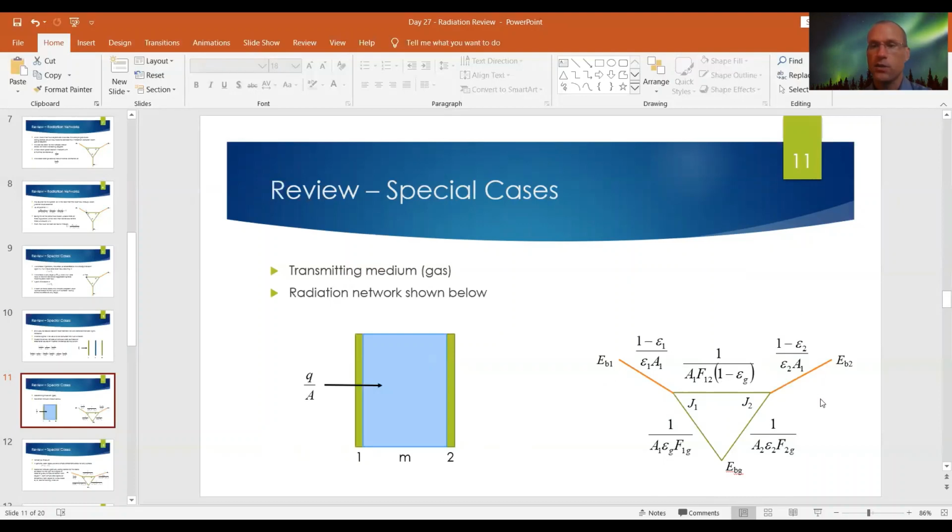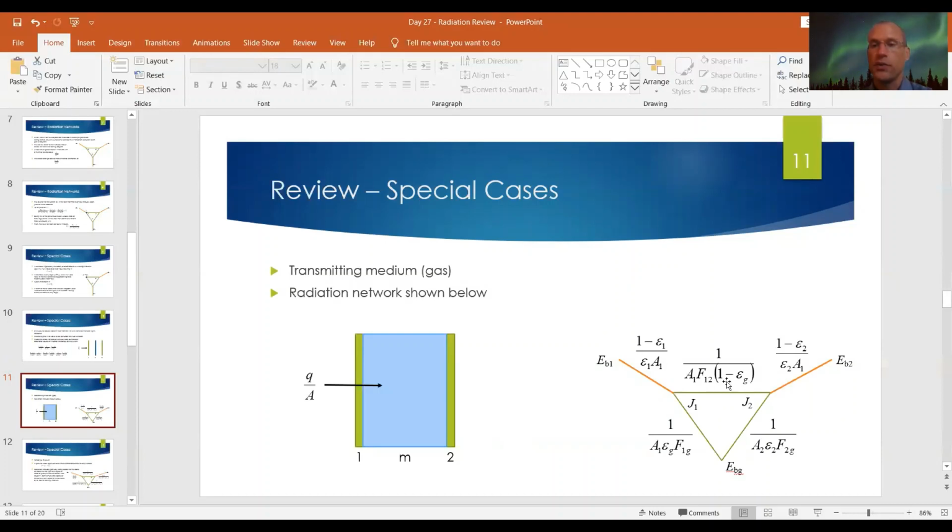And then this is my radiation network, again, very similar. I have 1 minus epsilons over epsilon A's, getting off the 2 surfaces, and then 1 over shape factors, A2 F2G, for those. The only difference now is that only some of it is actually being absorbed and emitted from the gas, some of it being transmitted straight through.